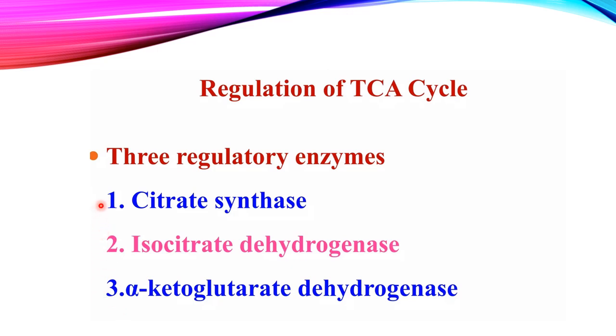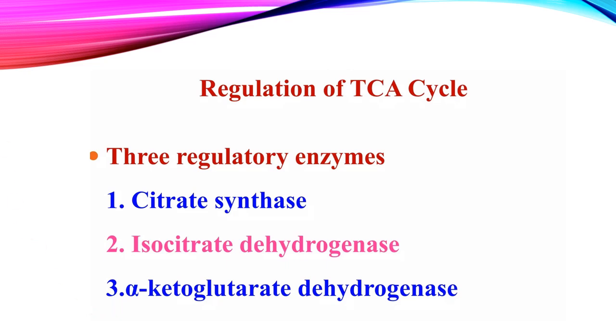One is citrate synthase, which combines oxaloacetate and acetyl-CoA. The second is isocitrate dehydrogenase, which converts isocitrate into alpha ketoglutarate. Then the third one is alpha ketoglutarate dehydrogenase, which converts alpha ketoglutarate into succinyl-CoA. These three enzymes can be regulated.